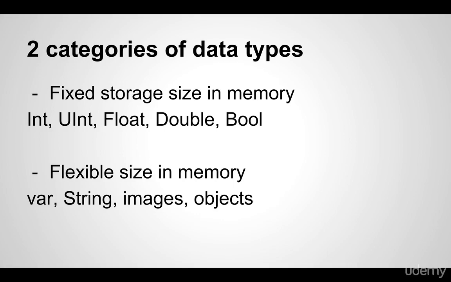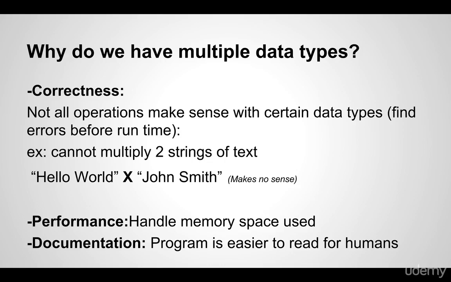Some examples of these data types are var for variable, string, which is text, images, you all know what images are, objects, and more to come. So why do we have multiple data types? Like, we can just use var, right? In a program, we can just write var for variable, give it a name, and be done, right? And some languages actually do that, such as JavaScript, for those of you that already know how to program.